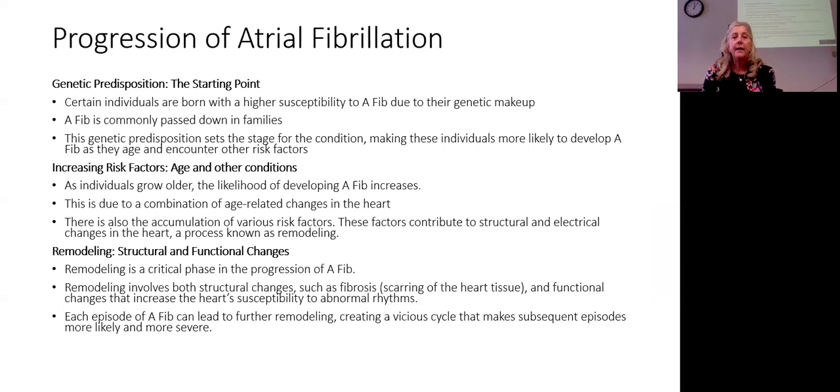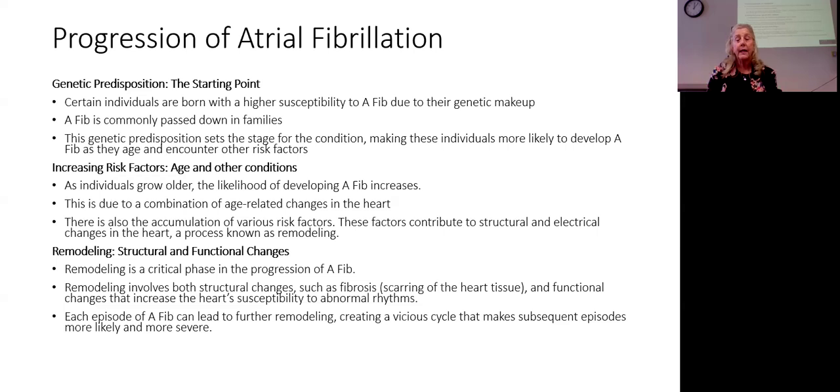So this is kind of the way I talked about this already, that atrial fibrillation progresses. There's a starting point. Certain individuals are born with a higher susceptibility to atrial fibrillation due to their genetic makeup. Atrial fib is very commonly passed down in families, and it sets you up for getting atrial fibrillation, especially if you have a genetic predisposition, and then you also have one or more of the other risk factors. So age, we can't stop that, right? As we get older, if you have a genetic predisposition, you may suddenly just develop it, even if you don't have hypertension, or you're not overweight, or you're not a smoker, or you're not taking drugs that are stimulants.